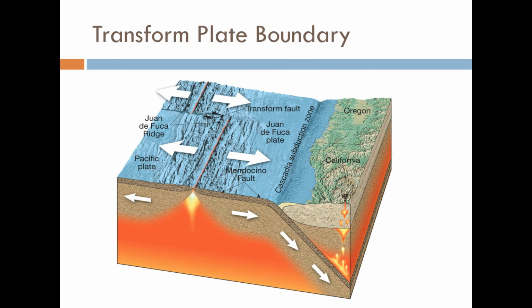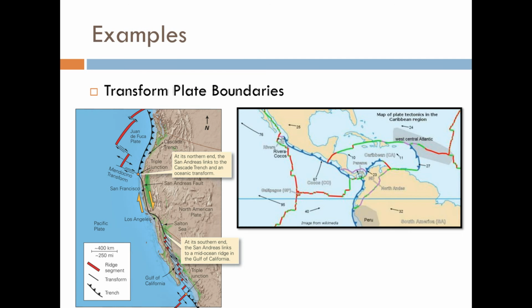But there are places on Earth where this happens on land. One of them you've probably actually heard of already. The San Andreas Fault is actually a transform plate boundary where the Pacific plate is moving sort of northwest and the North American plate is moving sort of southeast. And they rub up against each other.